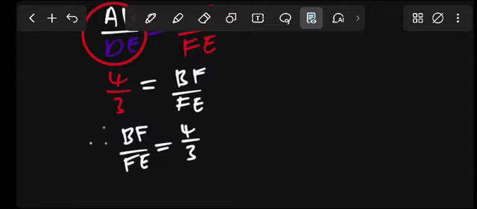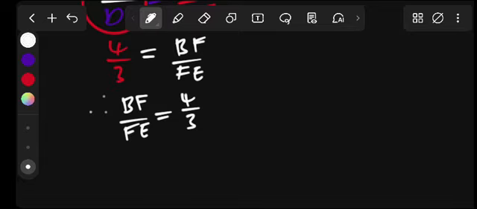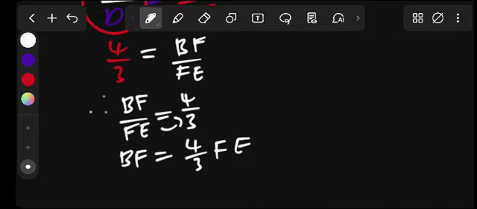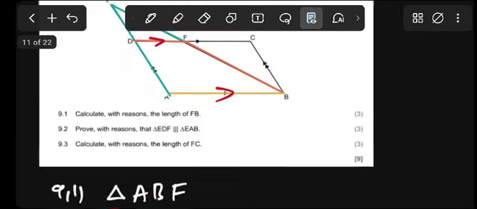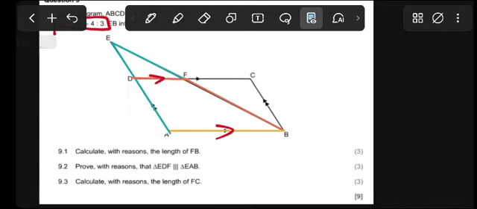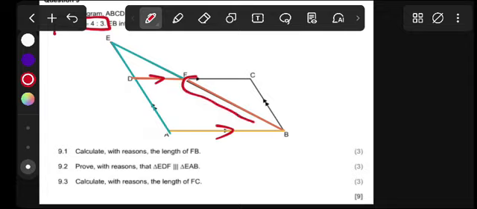Let me now multiply that side by FE. I'll have BF equals 4 over 3 FE. But what is FE, guys? Remember, the aim is to calculate this length, the one I've highlighted with red.